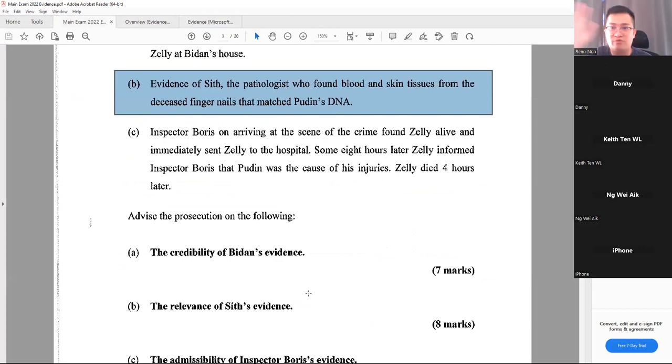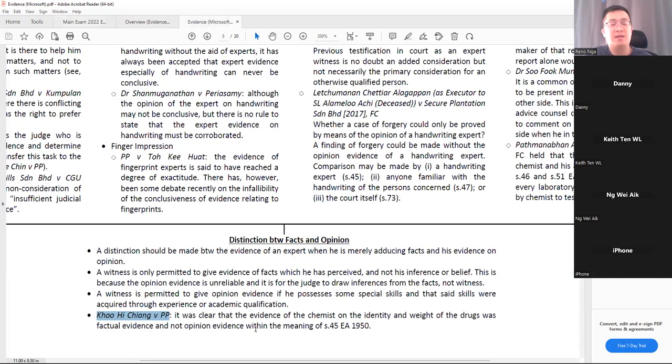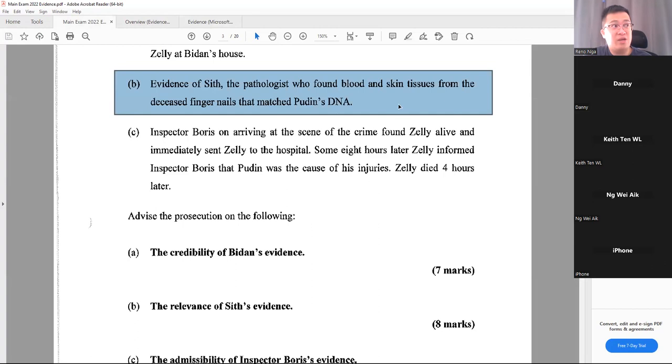So when we go back to this question, like I said, it's only 8 marks. I don't think you need to write so much on section 45 and its requirements, although the facts never tell you what qualifications she has. On the facts, they tell you they found blood and skin tissue from the deceased's fingernail that matched Putin's DNA. I would think this is a fact. It's not an opinion, because all pathologists who check will find the same thing. It's DNA. It's skin tissue. Nobody will tell you, no, this is not DNA. No, man. So this should be a fact. So my opinion is that the answer you should write is Wu Yi Chang, to say that since the DNA they found in the deceased's fingernail is a fact, therefore they are not required to satisfy the section 45 requirement.